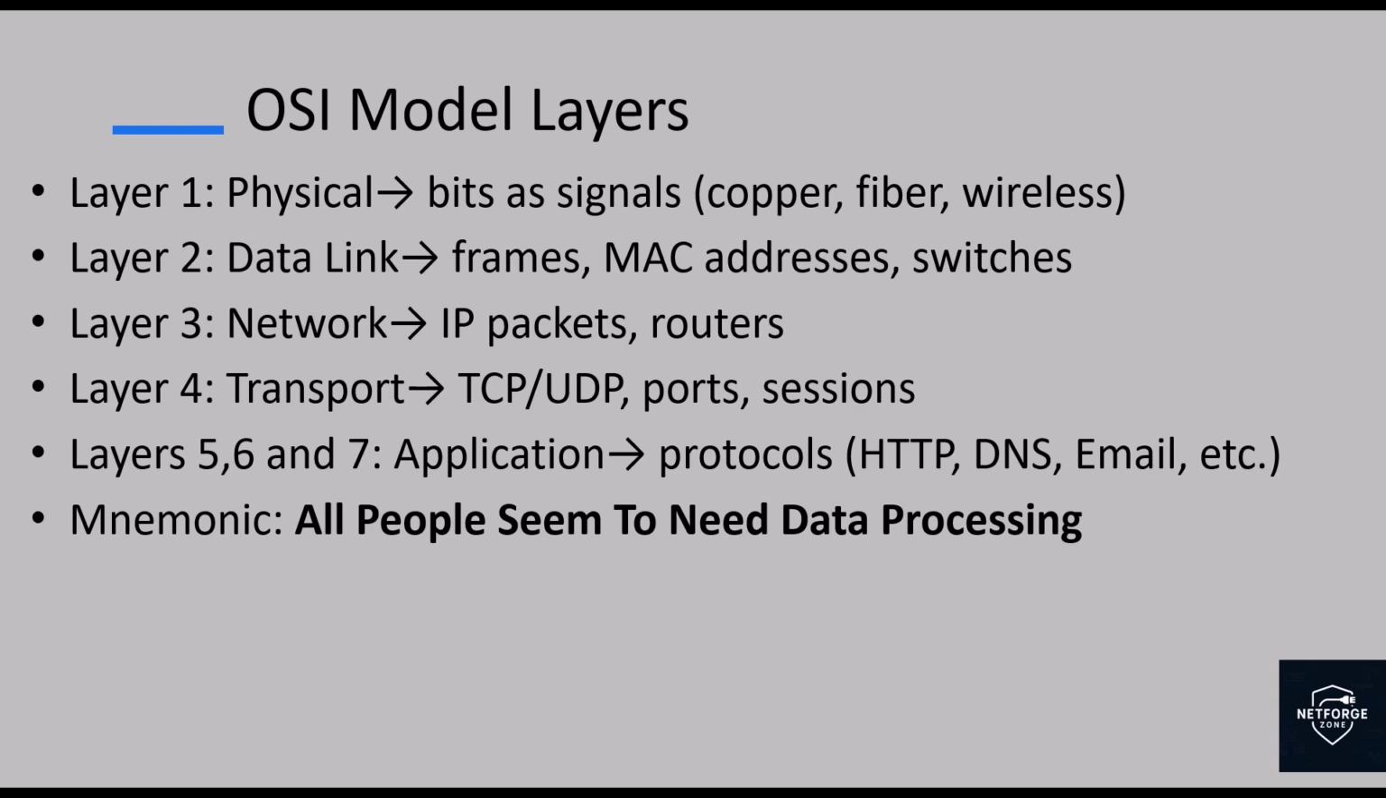Now, I know 7 layers can feel like a lot to memorize, so here is a little trick. Just remember this phrase: all people seem to need data processing. A is for application, which is layer 7. P is for presentation, which is layer 6. S for session, which is layer 5. T for transport, which is layer 4. N for network, which is layer 3. D for data link, which is layer 2, and finally P for physical, which is layer 1. If you can remember this sentence, you will always be able to recall the OSI layers in order.